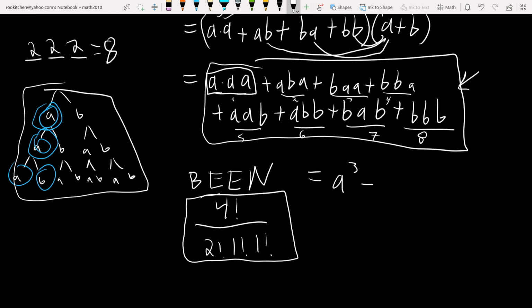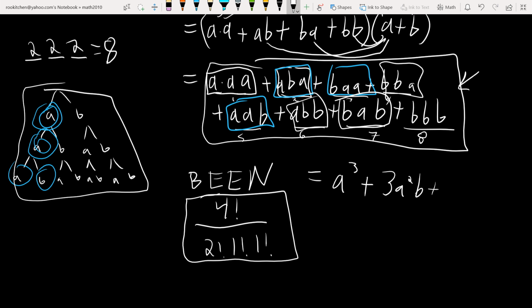So we have a cubed plus, how many AABs are there? There's 1. Let me put it in a different color. There's 1, 2, 3. There's 3 of them. Okay, so I need to know that there's 3 a squared b's. And then how many of the b squared a's are there? If you go through and count, there's 1, 2, 3 of those. Okay, so 3 b squared a's, and then plus the b cubed. So my problem right now is not the issue of finding out that there were 8 of these things. No, the issue now becomes the coefficients. Okay. So how do I figure out those coefficients?